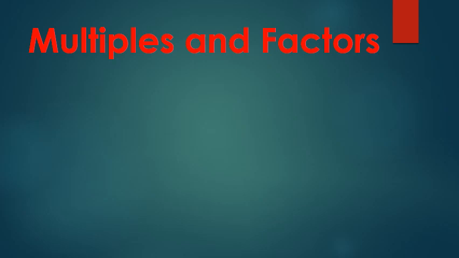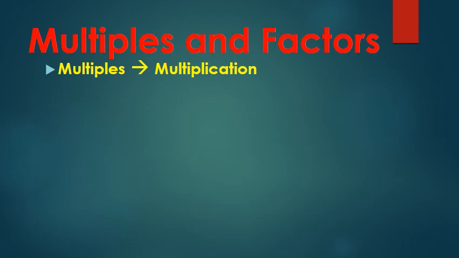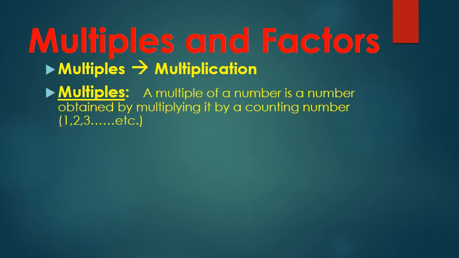So, what are multiples? Well, multiples are related to multiplication. How? Let's see. What is a multiple? A multiple of a number is a number obtained by multiplying it by a counting number, that is 1, 2, 3, etc.